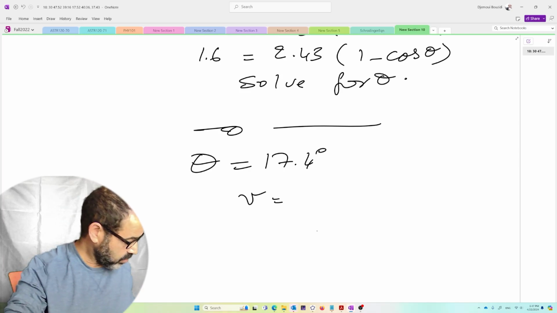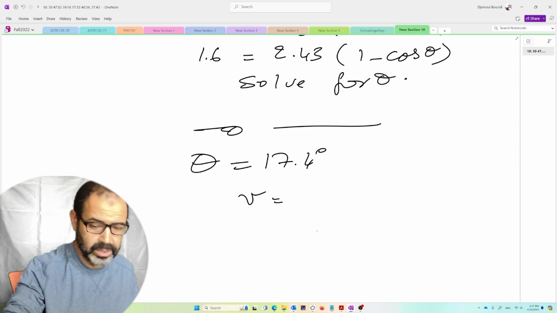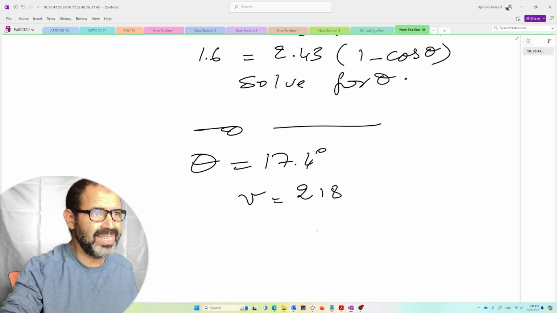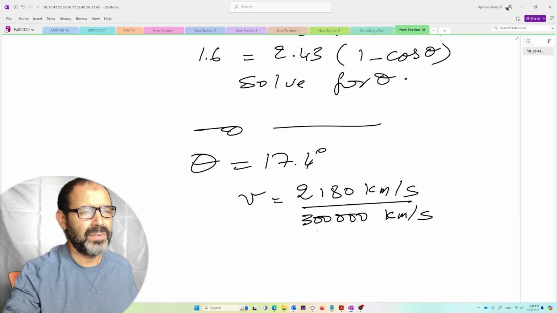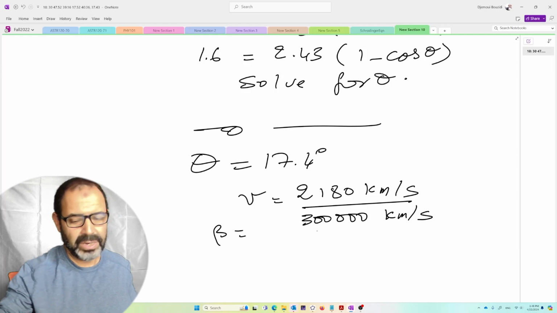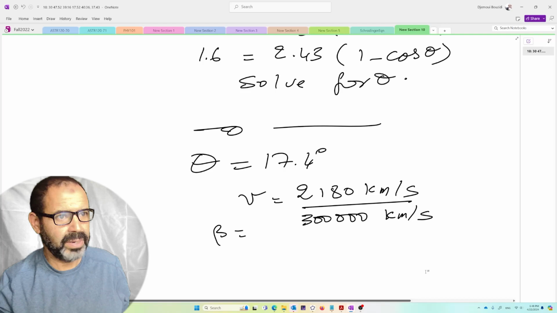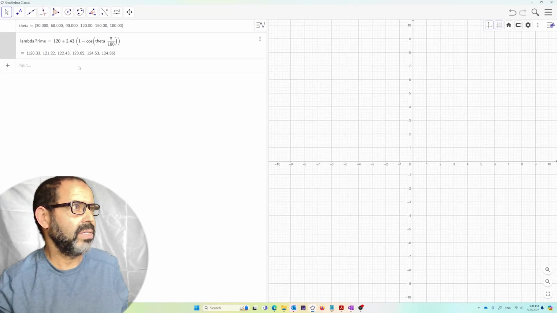When I was trying to do it with David the other day, we went relativistic, and that is not good actually, because you can clearly see that if you divide this by 300,000 kilometers per second, the speed of light, in order to find beta, beta is a very tiny number. As a matter of fact, 2,180 divided by 300,000 is a ridiculously small number.